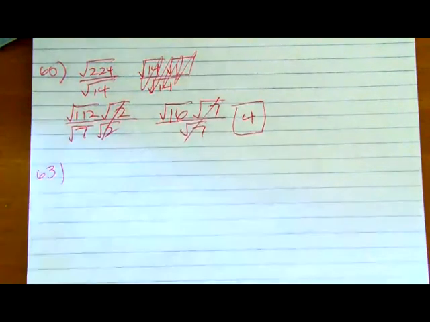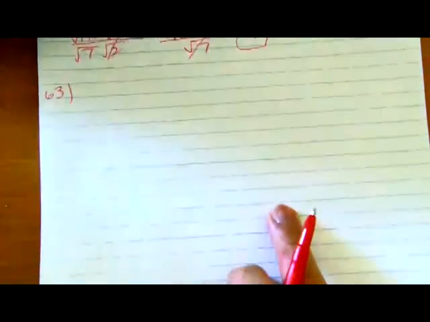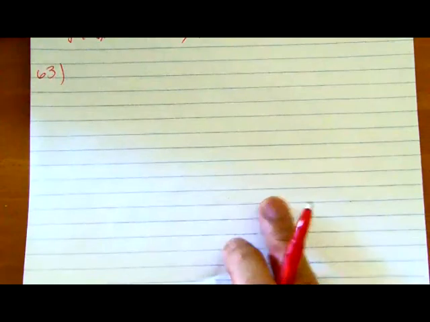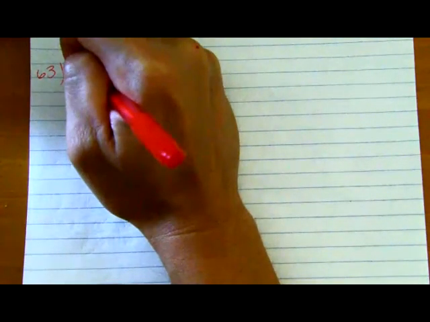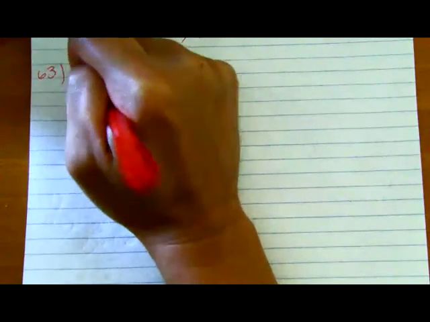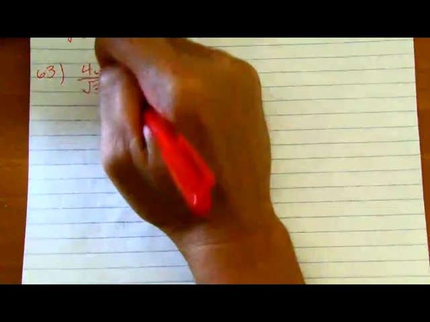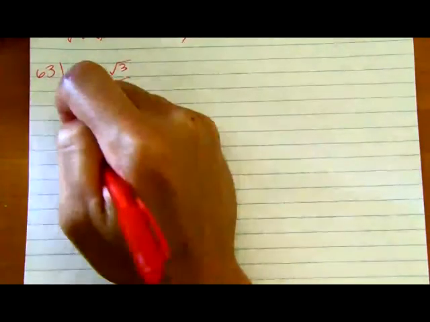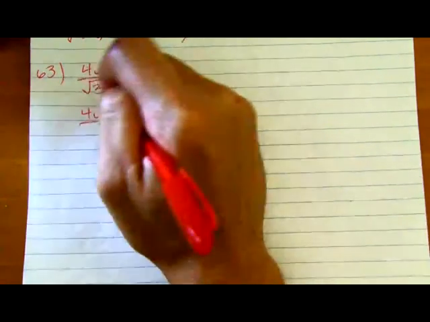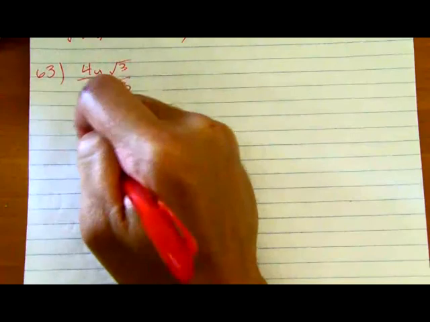63 says 4y over radical 3. Need to rationalize. Multiply top and bottom by radical 3. 4y radical 3, this is 9, so the square root of 9 is 3.